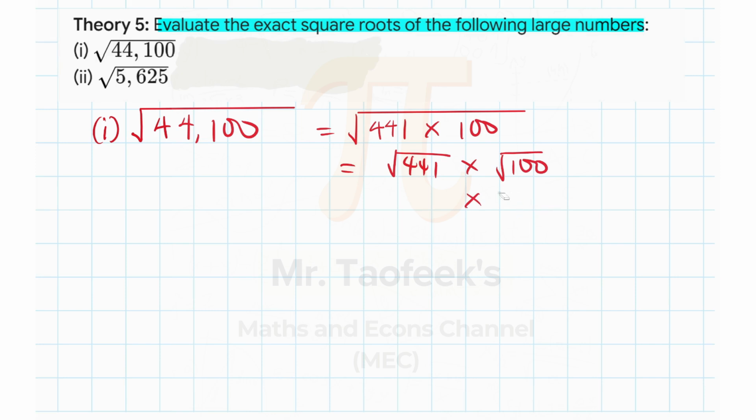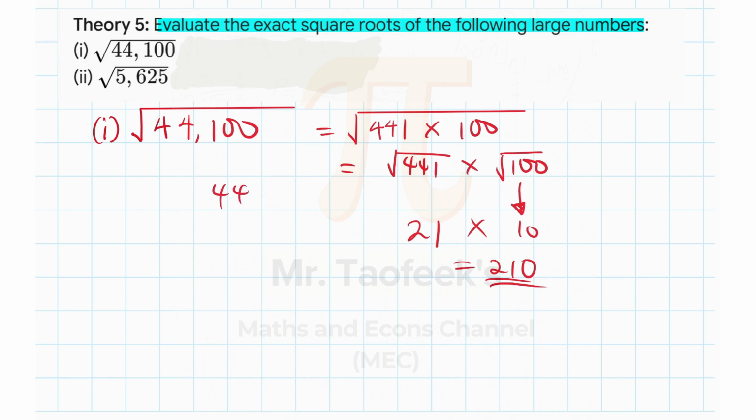Not everybody knows the square root of 441, but I'll tell you for free, the square root is 21. As easy as that. So 21 times 10, 210. And that's our answer. And that's why you need to memorize your squared numbers, to be very honest. So you need to know your squared numbers.